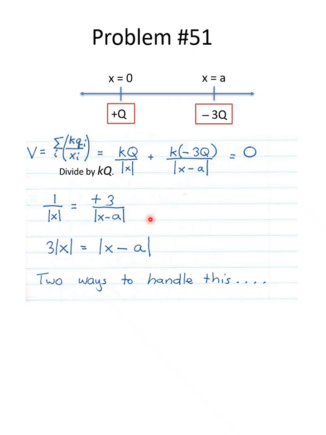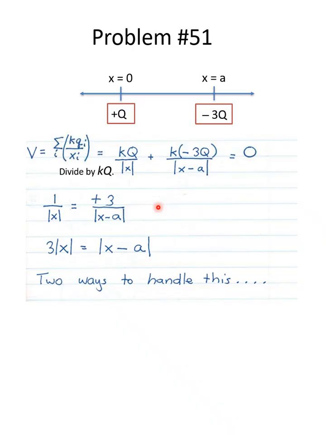And notice one thing I've done. I wrote right there in black, divide by kq. I've moved the second term to the right-hand side of the equation. I subtracted it. So if you're wondering, where did the negative 3 go? Well, I subtracted it from both sides of the equation. So there it's a positive 3 on the right-hand side. So after I've cleaned it up, I have 1 over absolute value of x equals 3 over absolute value of x minus a. Now it's an algebra problem.